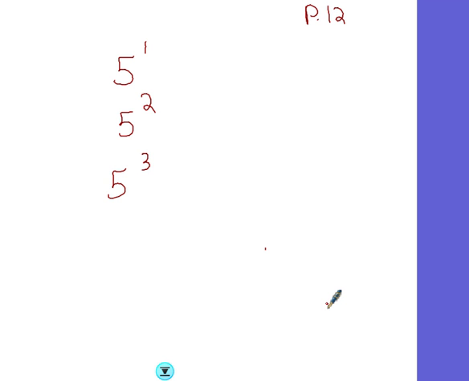How would we read this one? 5 cubed, 5 to the third. What's its value? 125. Because? 5 times 5 times 5. Awesome, nice job.